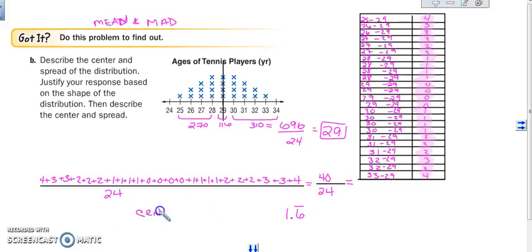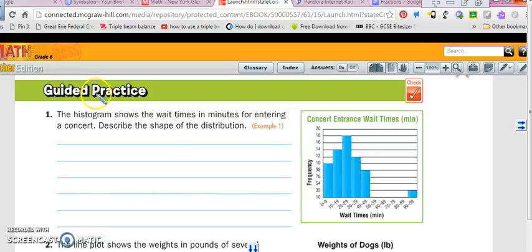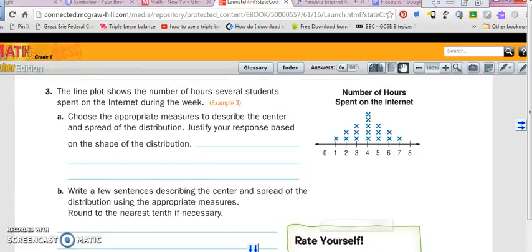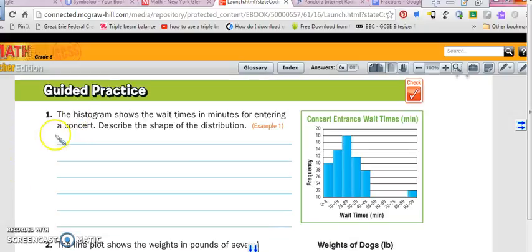So you would say a center at 29 and a spread of 1.6 repeating. All right, next I want you to do the guided practice numbers 1 and number 3. That's going to actually be on the next video, but you're going to do numbers 1 and 3 of the guided practice.